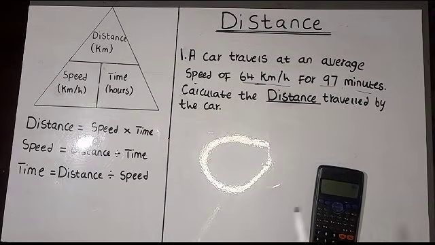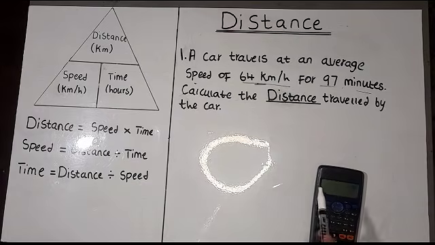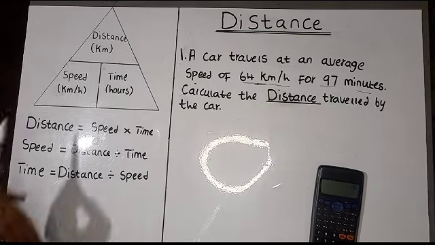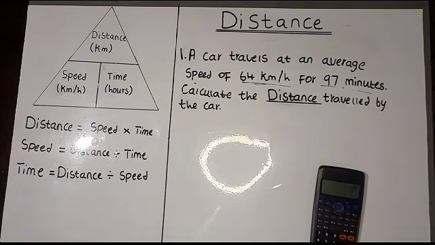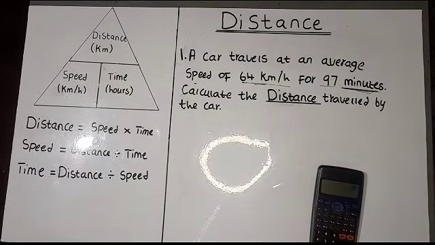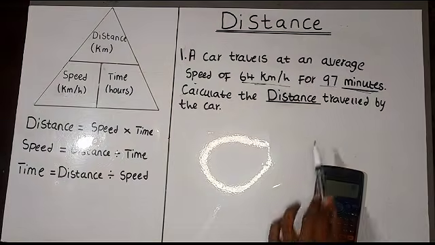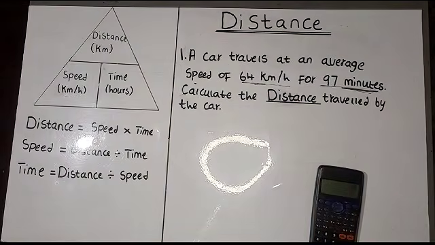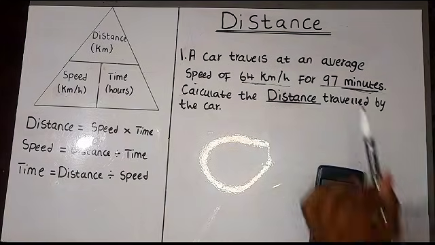So before we can start with the calculations, let's check if the information that we've been given is written in the units that it has to be written in. The average speed should be written in kilometers per hour, and it has been written in kilometers per hour here, so it is fine. We do not have to change or convert anything. Now let's look at the time. We've been given our time in minutes, and remember I told you that time should always be in hours. So that means that we have to convert 97 minutes to hours before we can even look at the formula. We have to convert first.